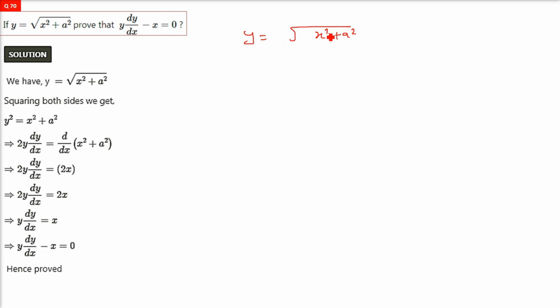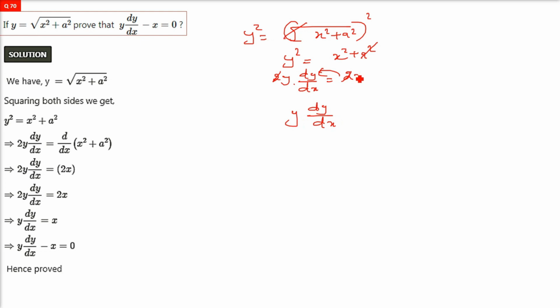Normally we will do what? Dy by dx and d by dx of that thing, x square plus a square under root. But the better way is, because we need y dy by dx, and that will only come when we square both the sides. So when we do the square, y square will be equal to x square plus a square, and the y square differentiation is 2y dy by dx, and on the right hand side x square will be 2x, and this a square will be 0. It is a constant. So 2 gets cancelled, y dy by dx, x we take on the left hand side, so y dy by dx minus x is going to be equal to 0.